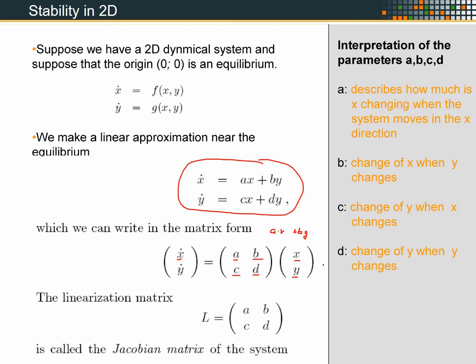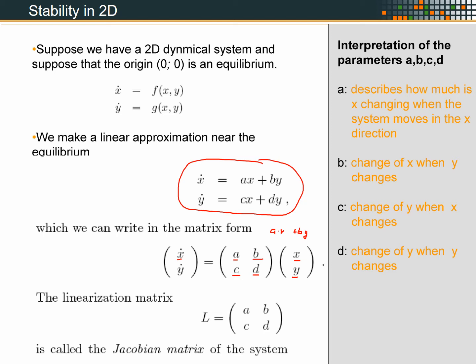So we can use this matrix notation, multiplication with the vector, as a substitute for writing this set of two differential equations. That means we now have a vector composed of the change in the x and the y direction that is equivalent to a matrix composed of the four partial derivatives a, b, c, and d multiplied with a vector of x and y.